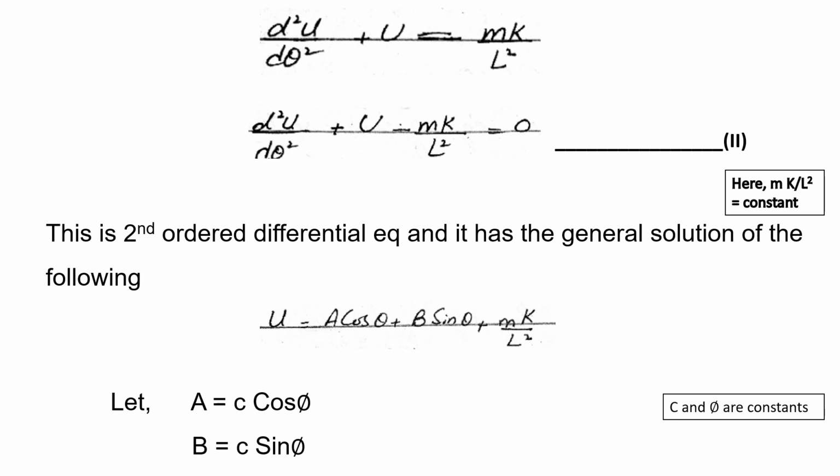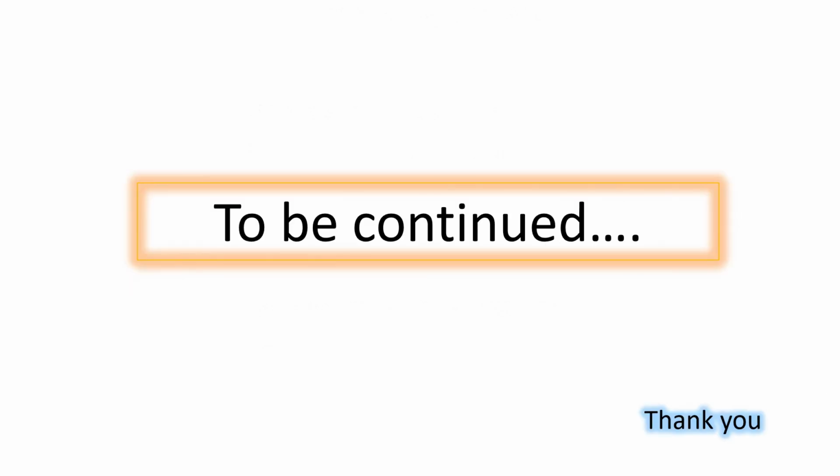Here mk over l square is constant. The solution of the above differential equation will be u equal to a cos theta plus b sin theta plus mk over l square. Here a is equal to c cos phi, b is equal to c sin phi, where c and phi are constants. We are going to work further.